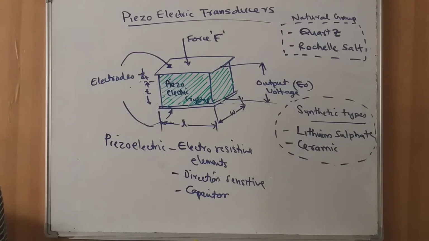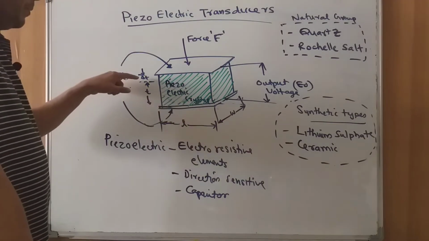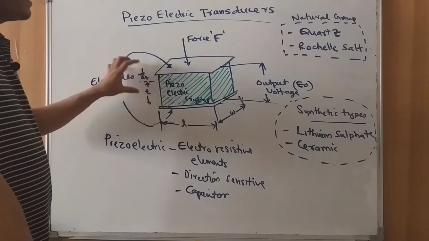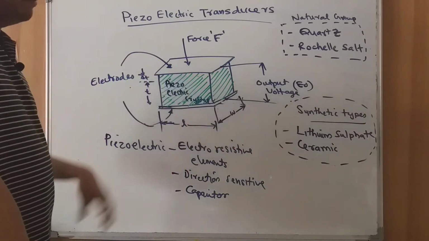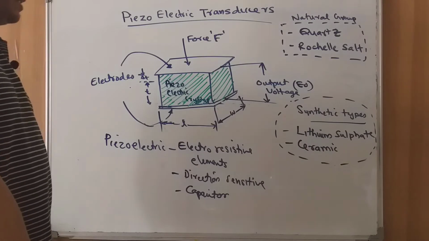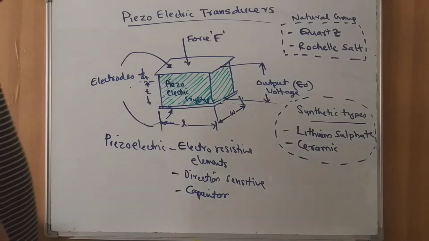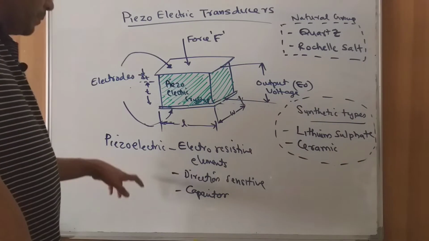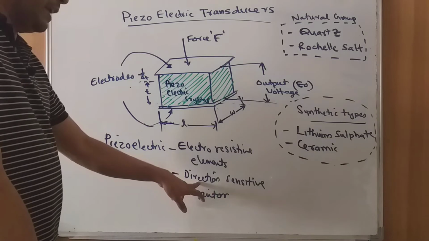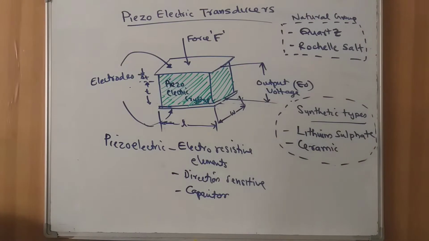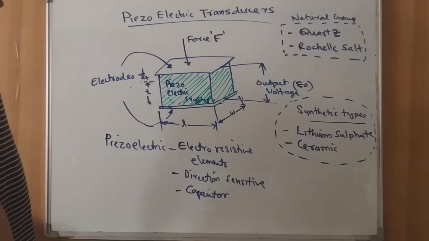So assume that we have a thickness of, let us say, T, and this T can be plus or minus delta T. Minus delta T happens when a compressive force is applied, and plus delta T happens when a tensile force is applied. Tensile force acts in one direction, and compressive force in the other direction. That is why this type of piezoelectric behavior has direction sensitivity. Depending upon the nature of the applied force, the voltage will also change.